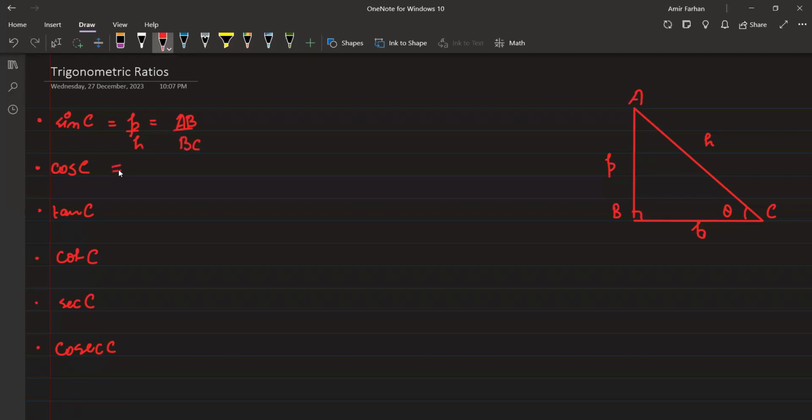Let's take the second part. And cos C is the ratio of base upon hypotenuse. So it will be equal to AB by AC. Sorry, hypotenuse is AC, no? It will be equal to BC upon AC. Clear, everybody? Is this clear so far? Yes or no? Yes, sir.